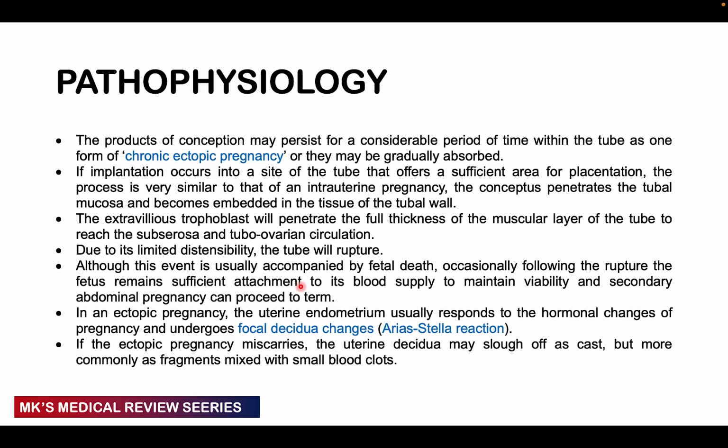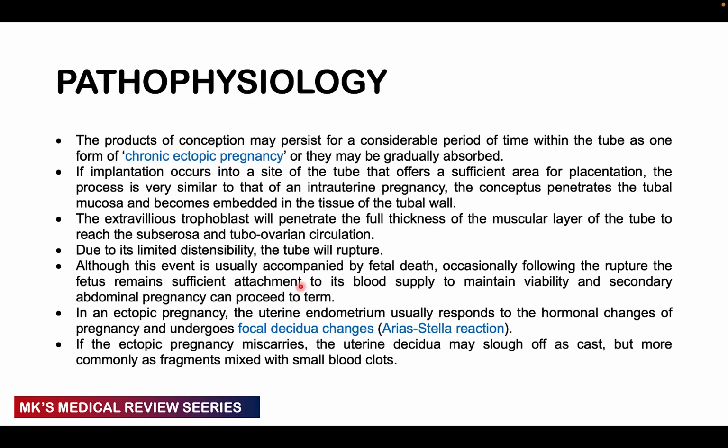So remember that this extravillous tissue from the trophoblast will actually penetrate through the entire thickness of the muscle layer of the tube. Eventually it's going to reach the serosa and the tubal-ovarian circulation. Because remember that the whole goal of the placenta is to form this fetal-maternal unit that is going to be essential for the exchange of oxygen and waste materials as well as nutrients between the mother and the child. So these trophoblastic tissues are going to be invading into the wall normally of the uterus in search of those spiral arteries. The same thing is happening when you have this implantation that's happening in the fallopian tubes.